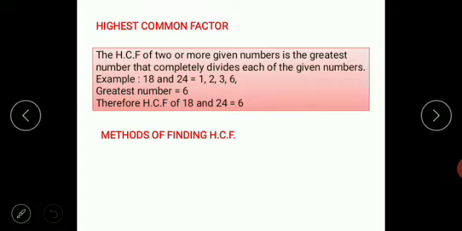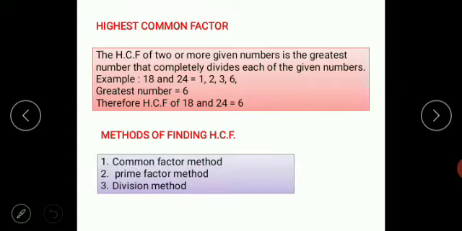Methods of finding HCF. There are 3 methods of finding HCF. First is the common factor method, second is the prime factor method, and third is the division method. First we'll learn the common factor method.